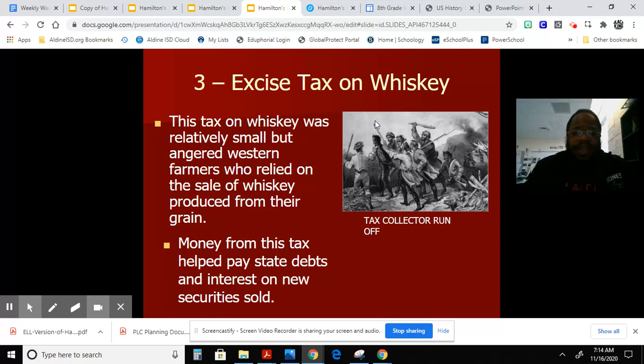And so an excise tax on whiskey, this tax on whiskey was relatively small but angered Western farmers who relied on the sale of whiskey produced from their grain. Money from this tax helped to pay state debts and interest on securities sold.